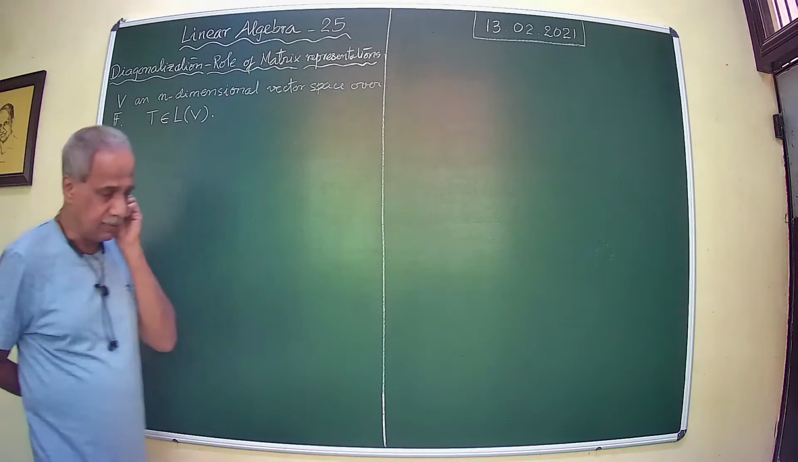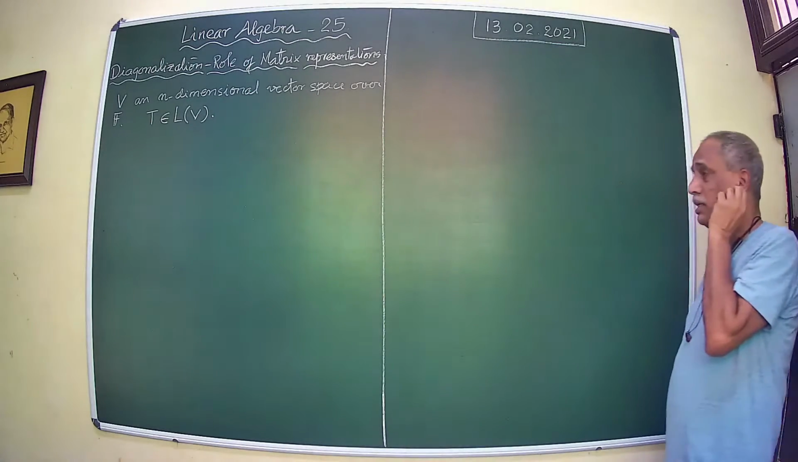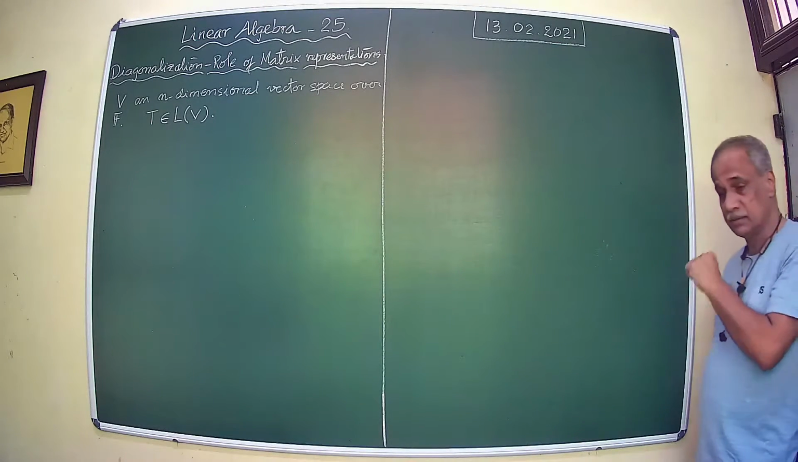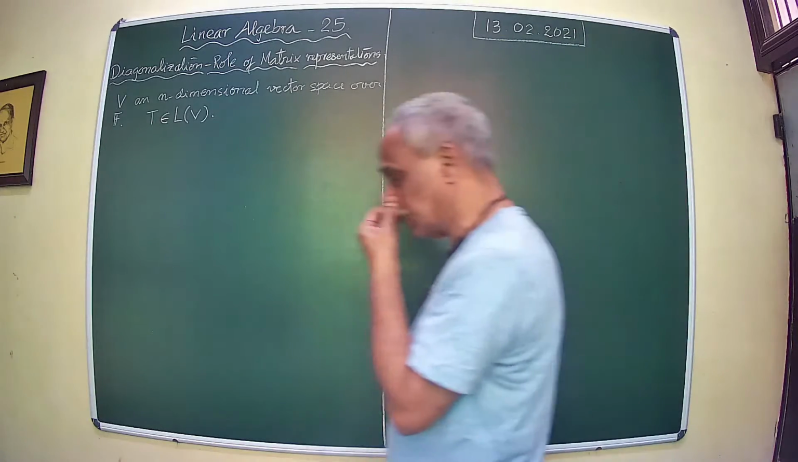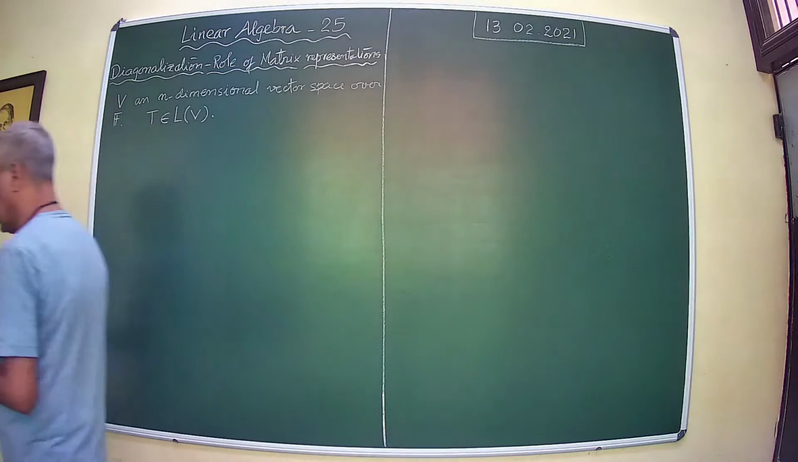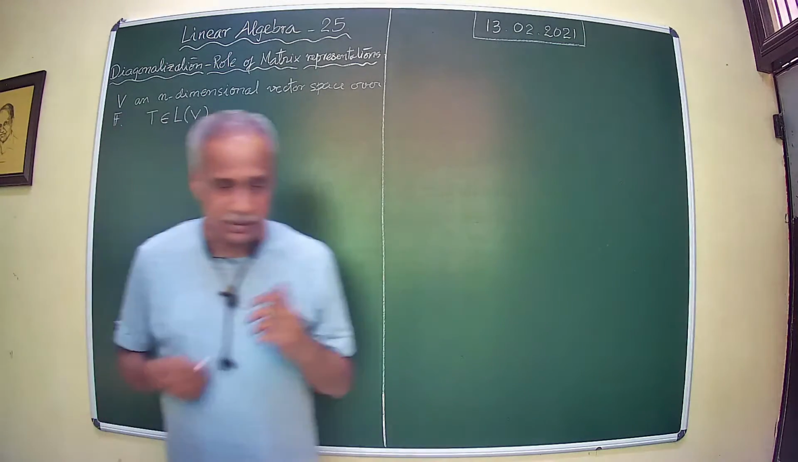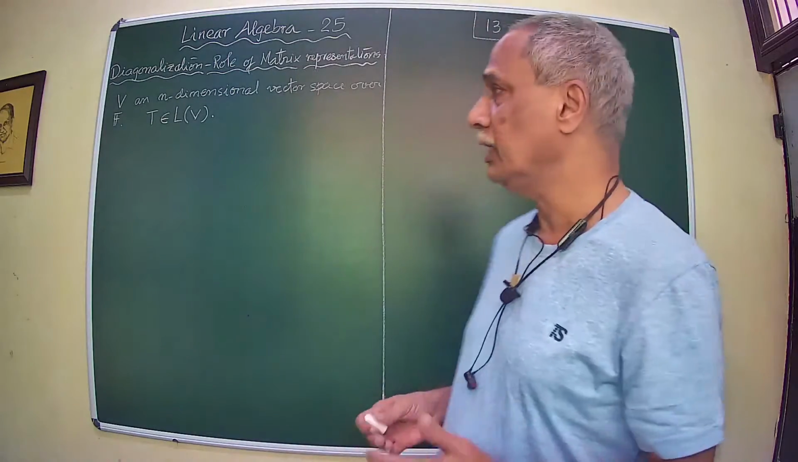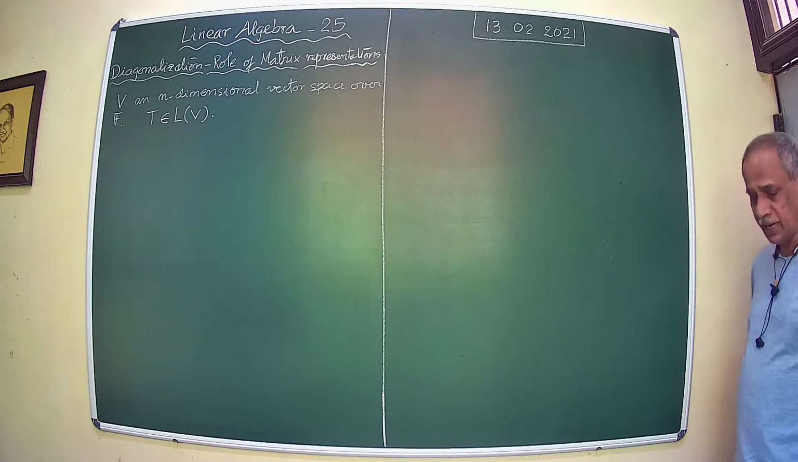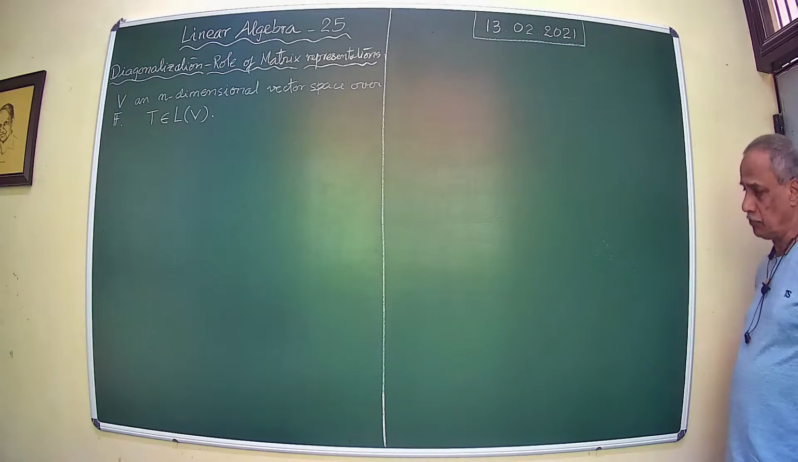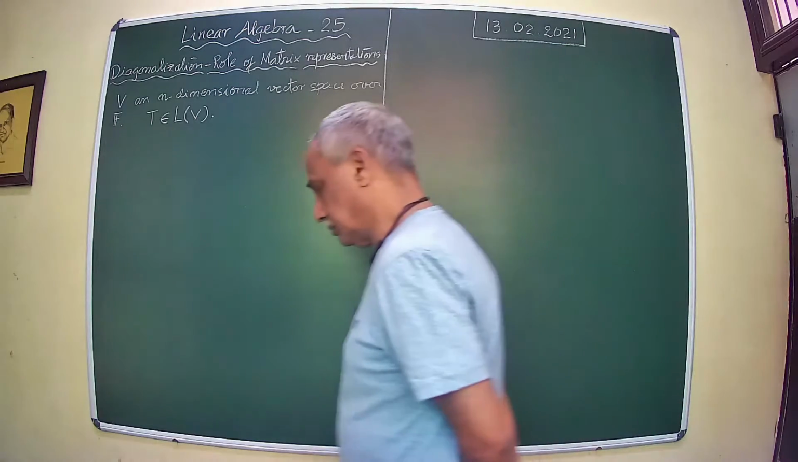We continue with our discussion on diagonalization, and today's theme would be the role of matrix representations in understanding the linear transformation. Now, last time we introduced what are called the eigenvalues and eigenvectors of a linear transformation.